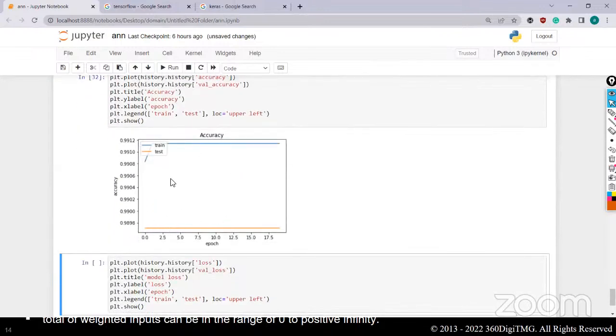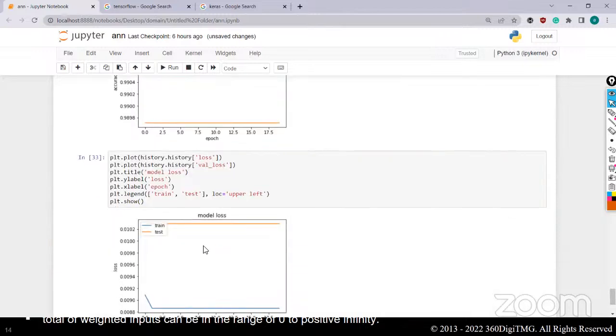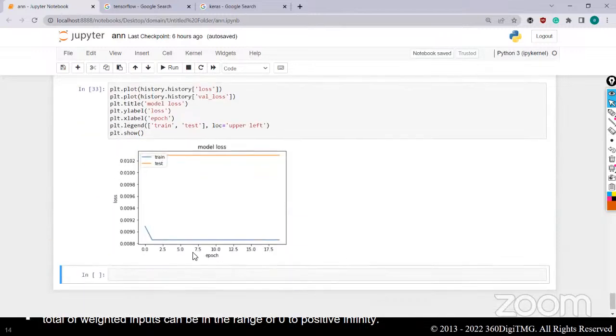You can see that the accuracy barely changed. That means we shouldn't have run for that many epochs. And maybe we shouldn't have changed the activation function from linear to sigmoid. You can try different activation functions as well and see how they perform. And this is the loss. As you can see, the loss also didn't change a lot. So this is an artificial neural network and this is how it works.